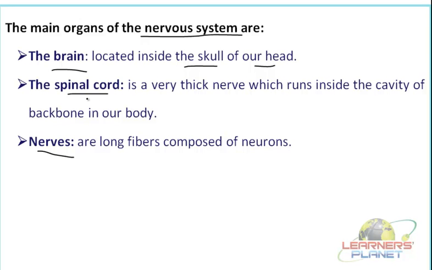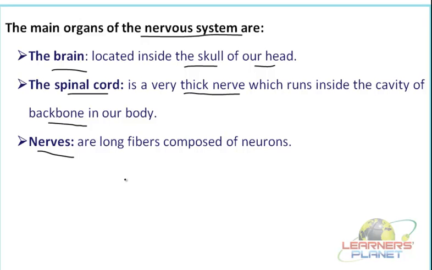Then besides the brain, another decision making center of the body is the spinal cord, or this regulatory control unit is the spinal cord. This spinal cord is of course made up of neurons and is actually a thick nerve. And this thick nerve is present inside the cavity of the backbone, or the vertebral column, which is present at the dorsal side of your body. It is giving rise to various nerves so as to control different types of functions. Besides this, the next part is nerves.